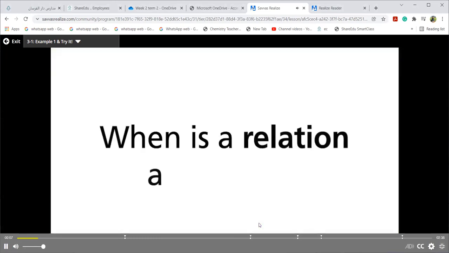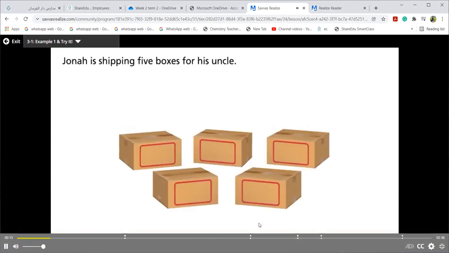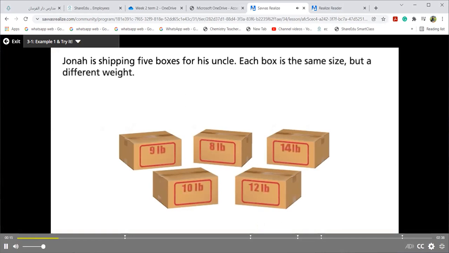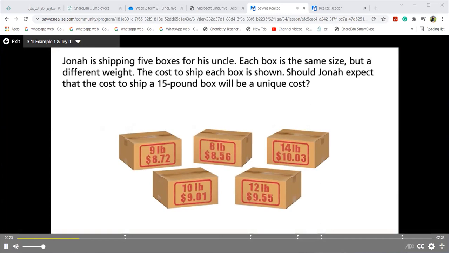When is a relation a function? Think about this question during the lesson. Jonah is shipping 5 boxes for his uncle. Each box is the same size but a different weight. The cost to ship each box is shown. Should Jonah expect the cost to ship a 15-pound box will be a unique cost?